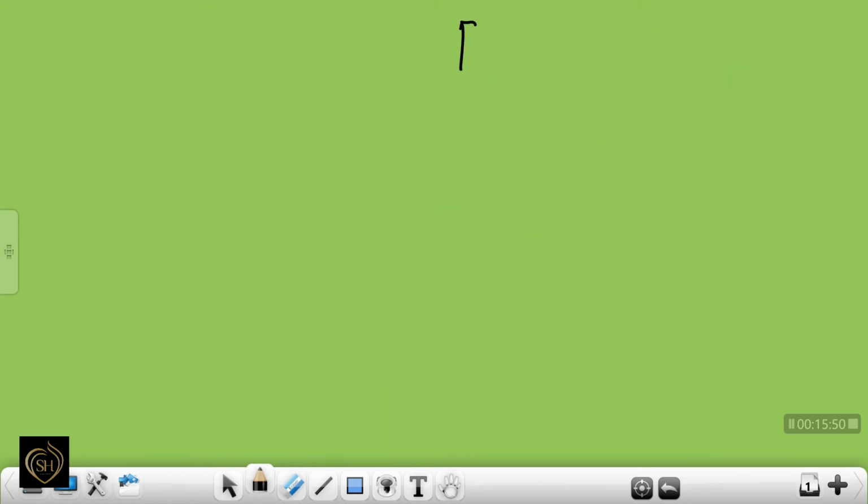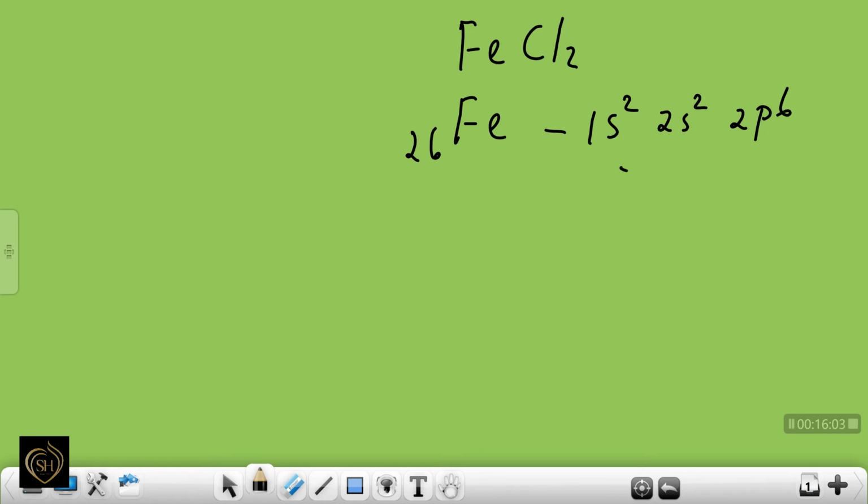Then say FeCl2. The atomic number of Fe is 26. That is 1s2, 2s2, 2p6, 3s2, 3p6, 4s2, 3d6. Then they may ask a question, what is the electronic configuration of Fe ion in FeCl2?